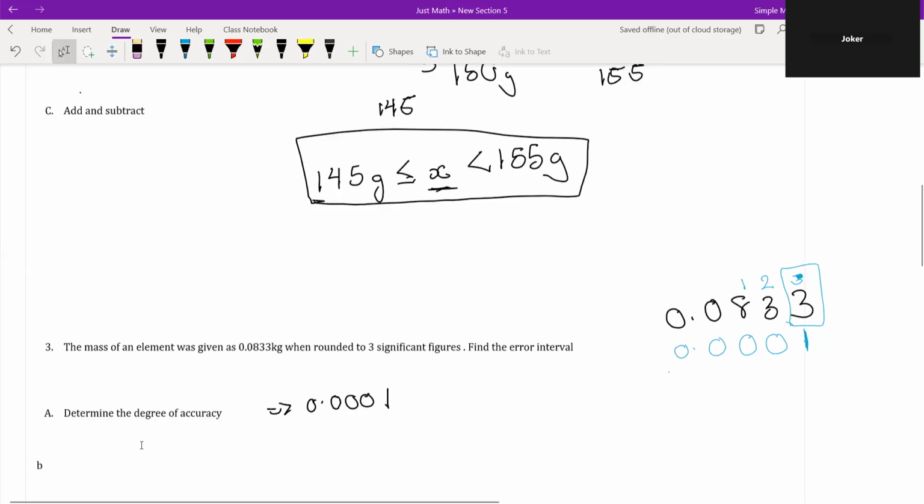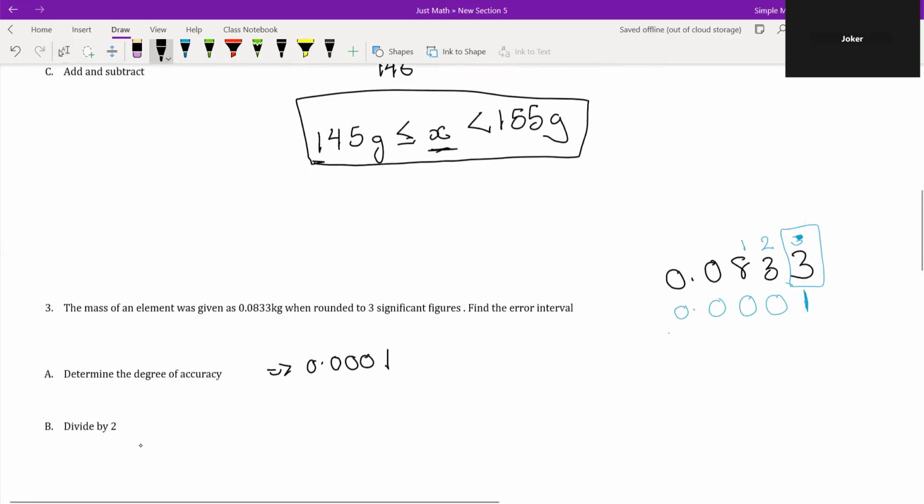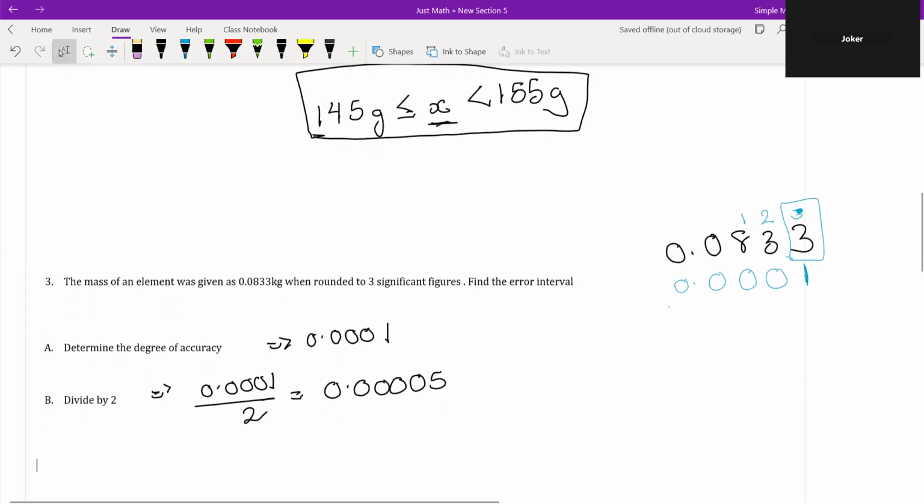We still divide by 2. So 0.0001 divided by 2 will simply be 0.000, add an extra 0, and then 5. This will be 0.00005. Sorry about the many zeros, but we just need to know this. All right, and then we do the same thing: add and subtract to get our upper and lower limits.